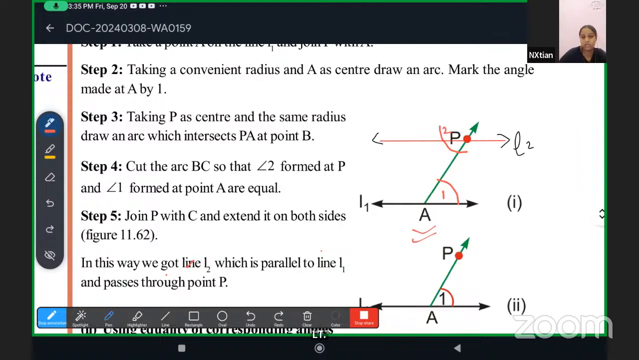Ma'am, L2 is the parallel line. Okay. But ma'am, I have a question. Since we're doing this on a ruled book, it'll be very easy to gauge the parallel line. But if I'm doing this on a blank paper, ma'am, how will I gauge from where to draw it?